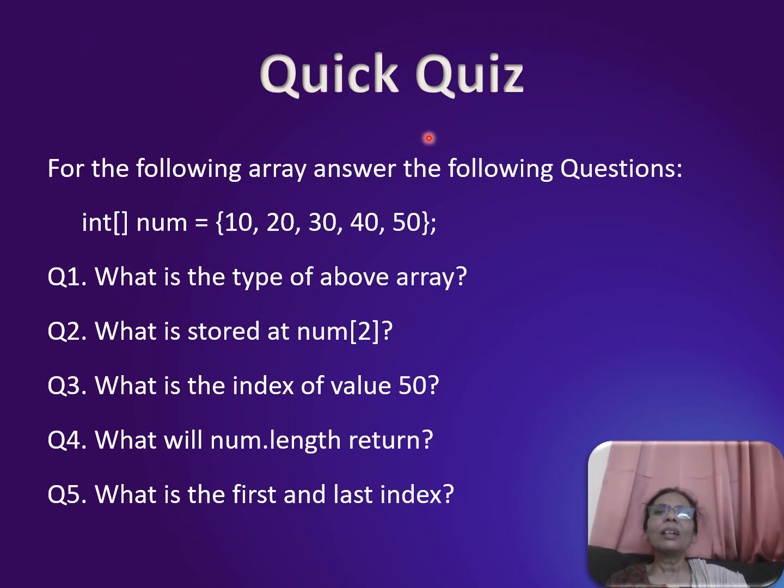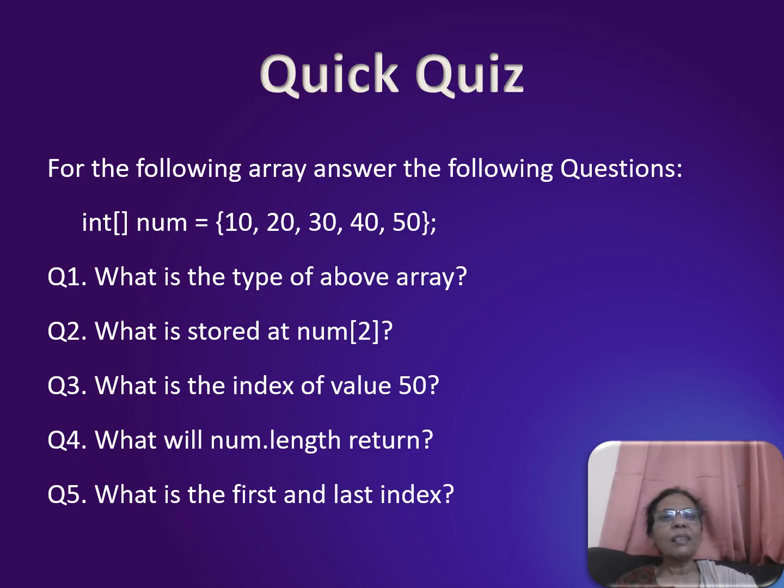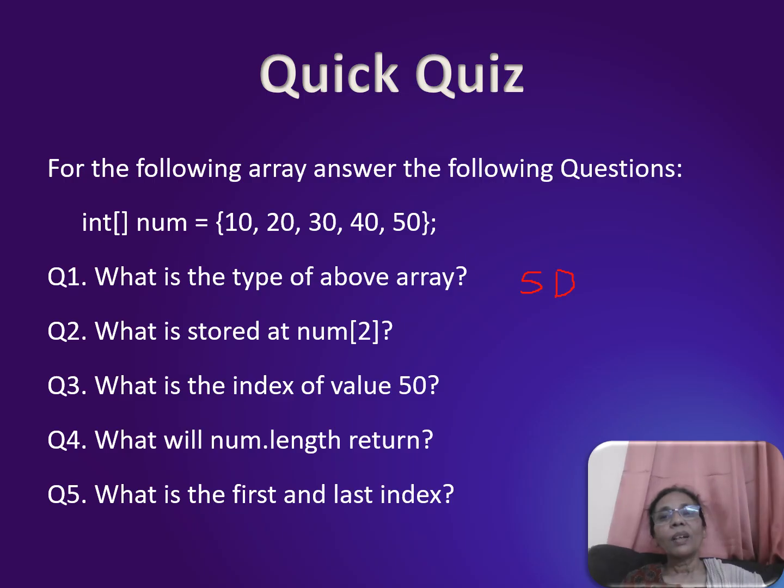Let us have a quick revision, or a quick quiz. We are given the following array. Now you need to answer the questions. What is the type of the above array? The type of the above array is single dimension array. So it is SDA. I have written the abbreviation; its expansion is single dimension array.